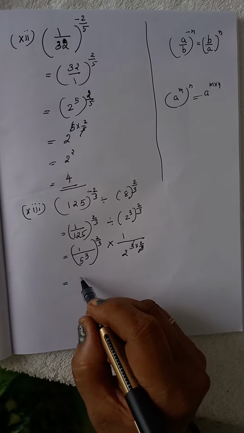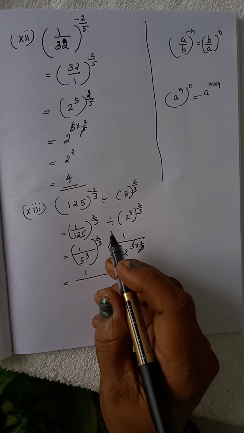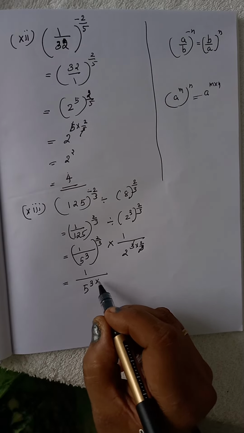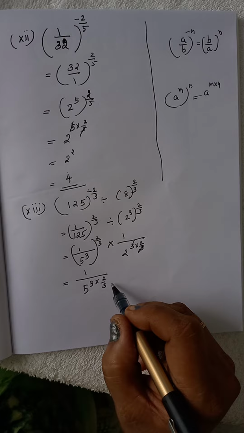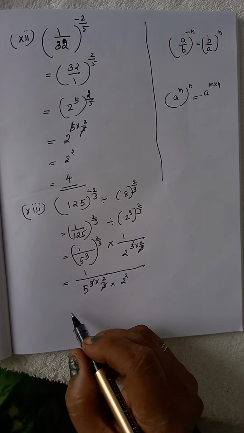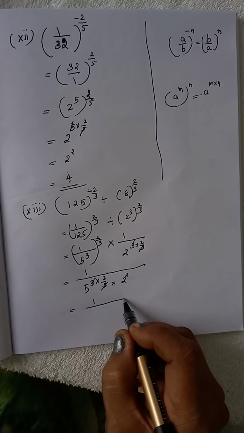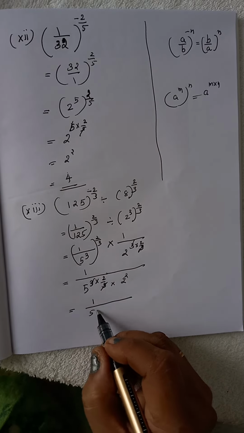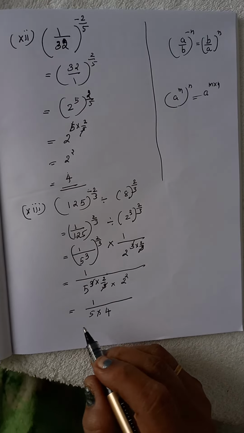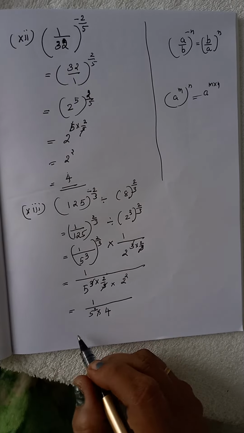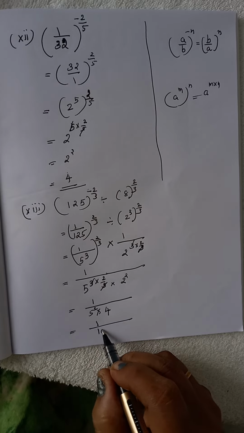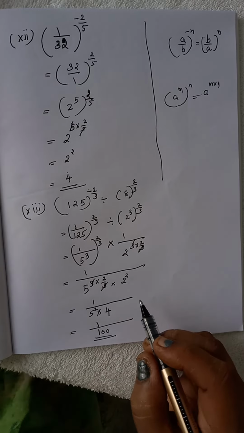This is equal to 1 by, 1 raised to any number is 1 itself. So 1 by 5 raised to 3 into 2/3 into 2 raised to 2. Here 3 and 3 can be cancelled. So this is 1 by 5 into 2 raised to 2, 4. Here this is 5 raised to 2, so this is equal to 5 raised to 2 means 25. 25 into 4 is 100. So 1/100 is the answer.